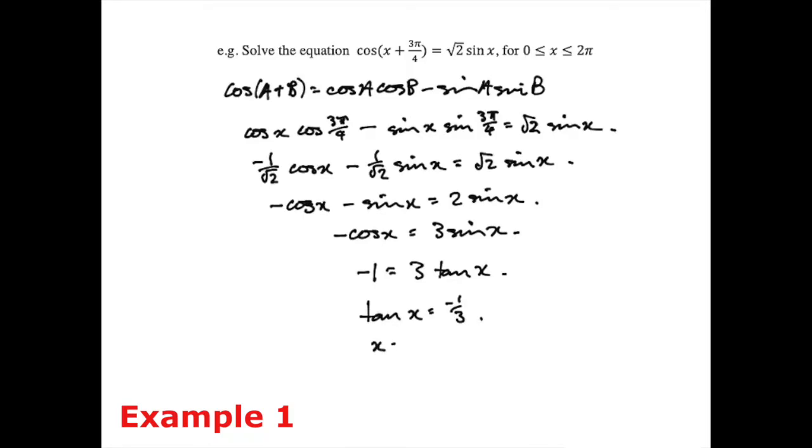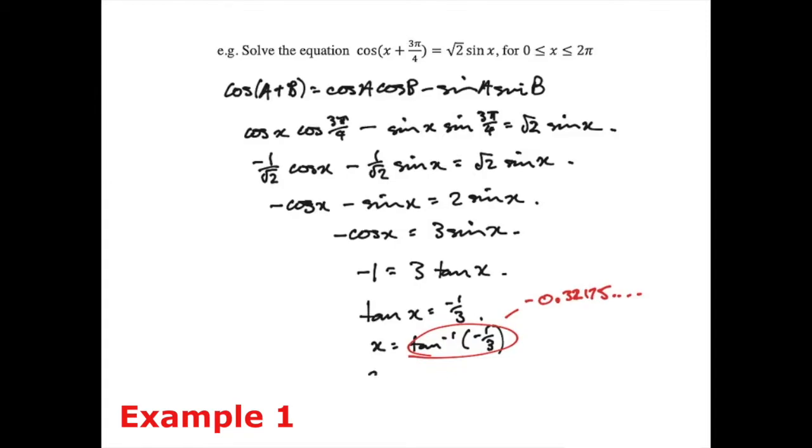Divide both sides by 3. Okay, and then inverse tan. When I put that into my calculator, I get my base angle, which is −0.32175. Now that is giving me the fourth quadrant because that's where tan is negative. But of course I want my answers in the second and fourth quadrants, between 0 and 2π.